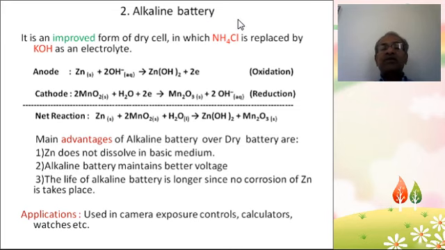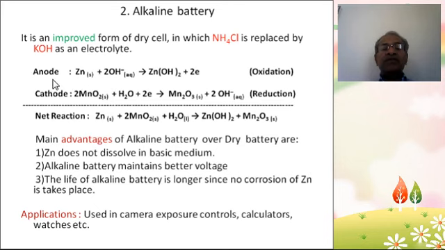Actually, the alkaline battery functions just similar to the dry cell or the Leclanché cell. The only difference is that in the dry cell, ammonium chloride is used, along with the KOH. Actually, the alkaline battery is an improved form of the dry cell in which the ammonium chloride is replaced by KOH as an electrolyte.